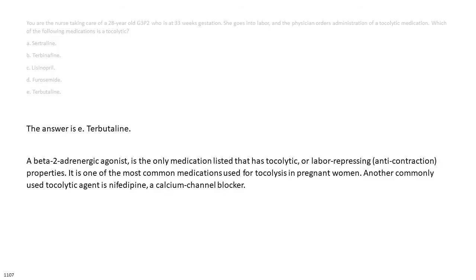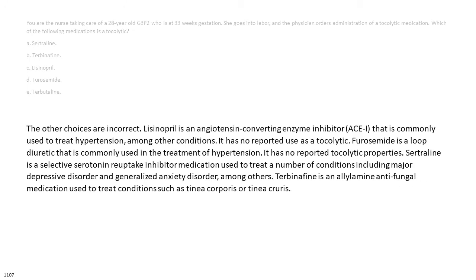The answer is E. Terbutaline, a beta-2 adrenergic agonist, is the only medication listed that has tocolytic, or labor-repressing, anti-contraction properties. It is one of the most common medications used for tocolysis in pregnant women. Another commonly used tocolytic agent is nifedipine, a calcium channel blocker. The other choices are incorrect.